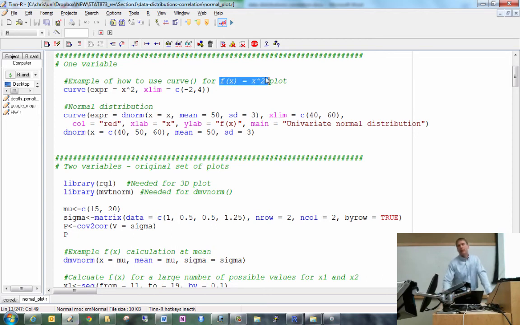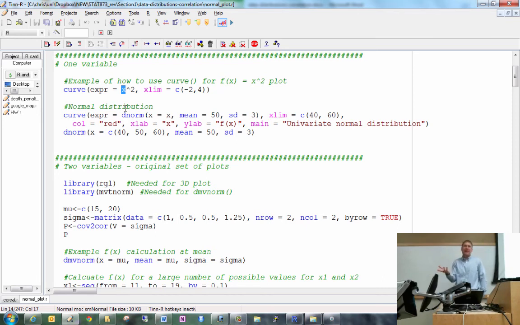I want to graph it from x equal negative 2 to positive 4. So with the curve function in R, I can say curve. EXPR stands for expression. In other words, what do I want to graph? I want to graph x squared. Now, you always have to use the letter x there to say how I am varying the values on my x-axis in my plot. So you always have to use x.